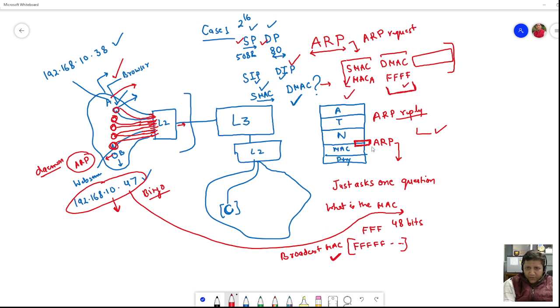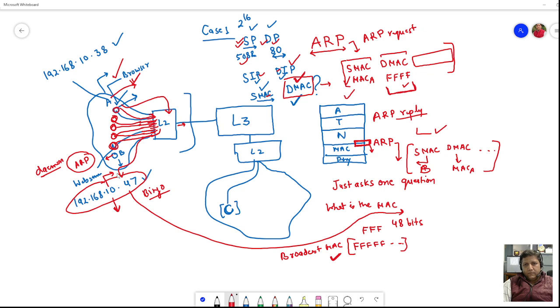ARP runs just above the MAC layer, so the ARP reply would have the source MAC of machine B, because now the ARP reply is going from machine B. The destination MAC would be the MAC address of machine A, because machine A sent the ARP request. That is how machine A will know the destination MAC address of machine B. And now all the fields are complete. So a packet will be formed and transferred to the layer 2 switch. The layer 2 switch will extract the destination MAC field, find the MAC address of machine B, and the data will be transferred to machine B. And hence our case 1 is over.